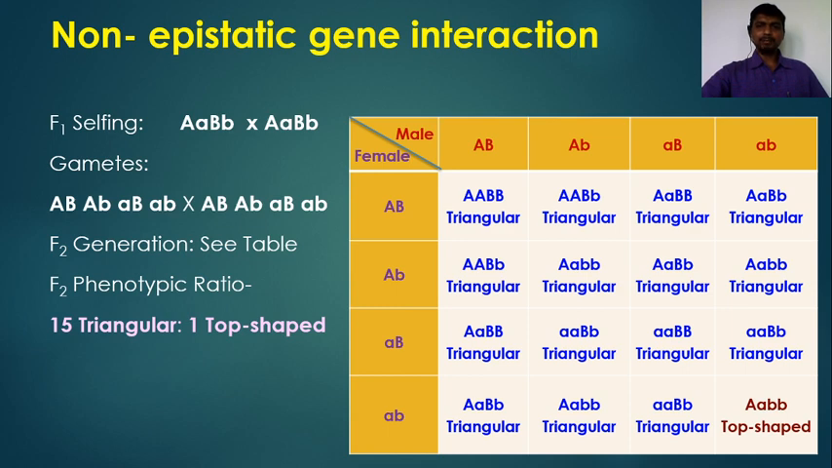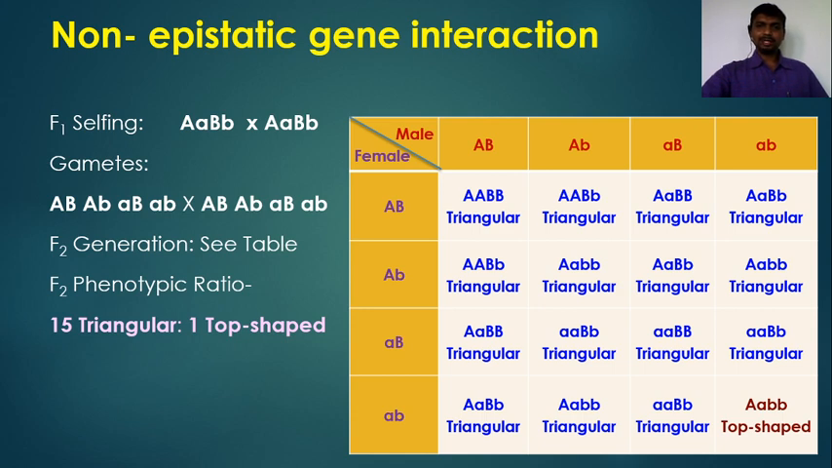By counting the number of individuals having the similar type of phenotype, we get 15 triangular shaped seed capsule individuals, while 1 top shaped seed capsule individual. So after the fusion of the gametes in the F2 generation, we get an F2 phenotypic ratio of 15 triangular and 1 top shape. This happens because of the presence of duplicate genes.